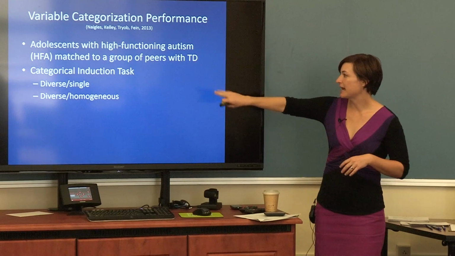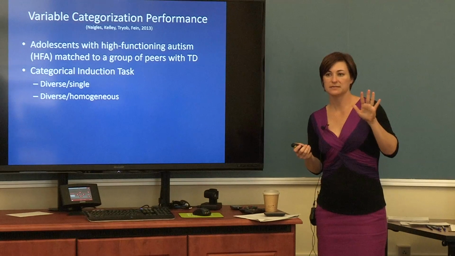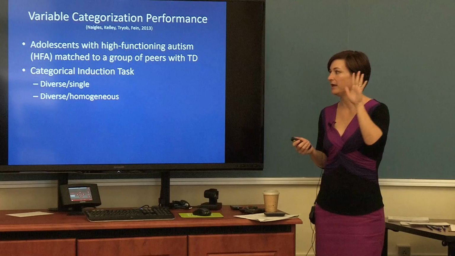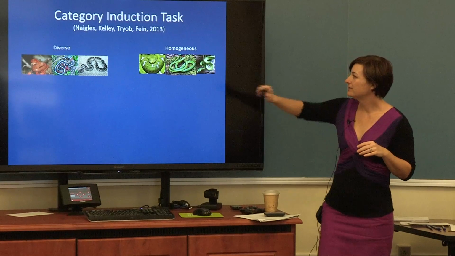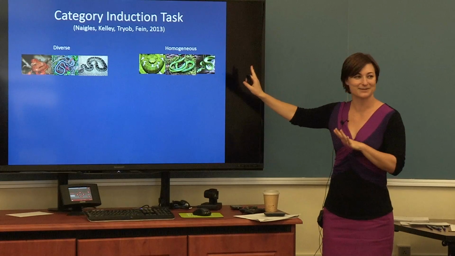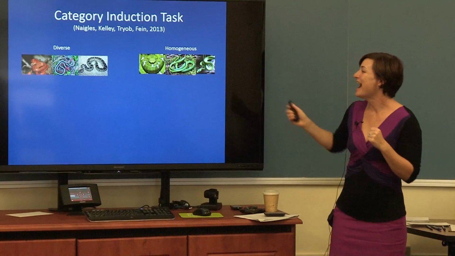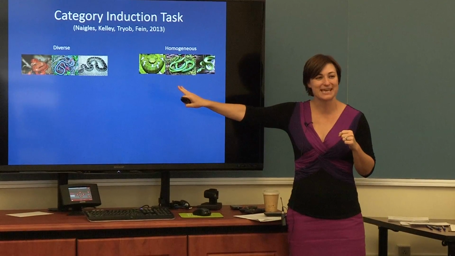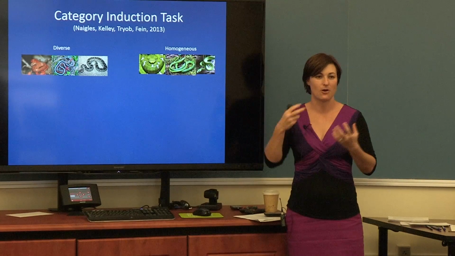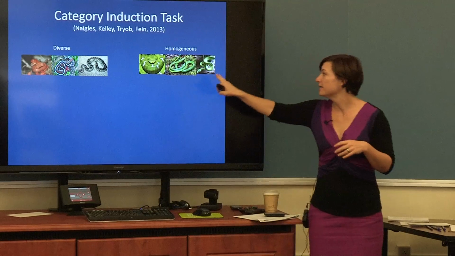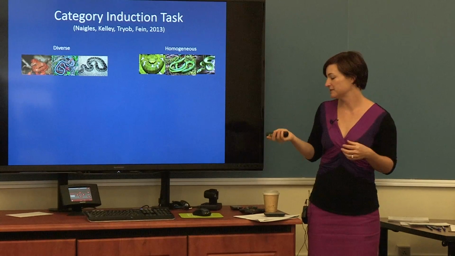And so what they did in the categorical induction task is they presented kids with a diverse set of stimuli, or a homogeneous set. And they did use snakes, and I'll just tell you, when I was getting these pictures, I got shivers because I hate snakes. So with the diverse set, what you can see is they're really variable, right? The snakes all look somewhat variable. And in the more homogeneous set, there's a unifying factor across this group of snakes.